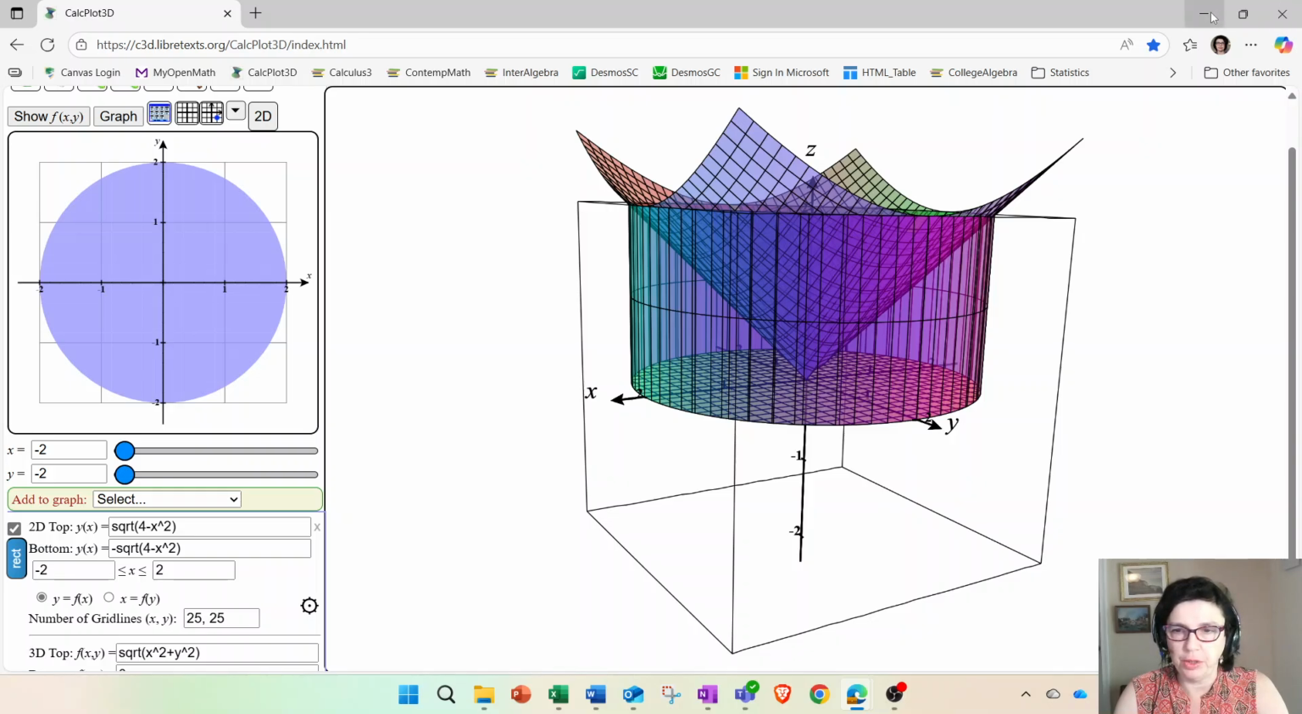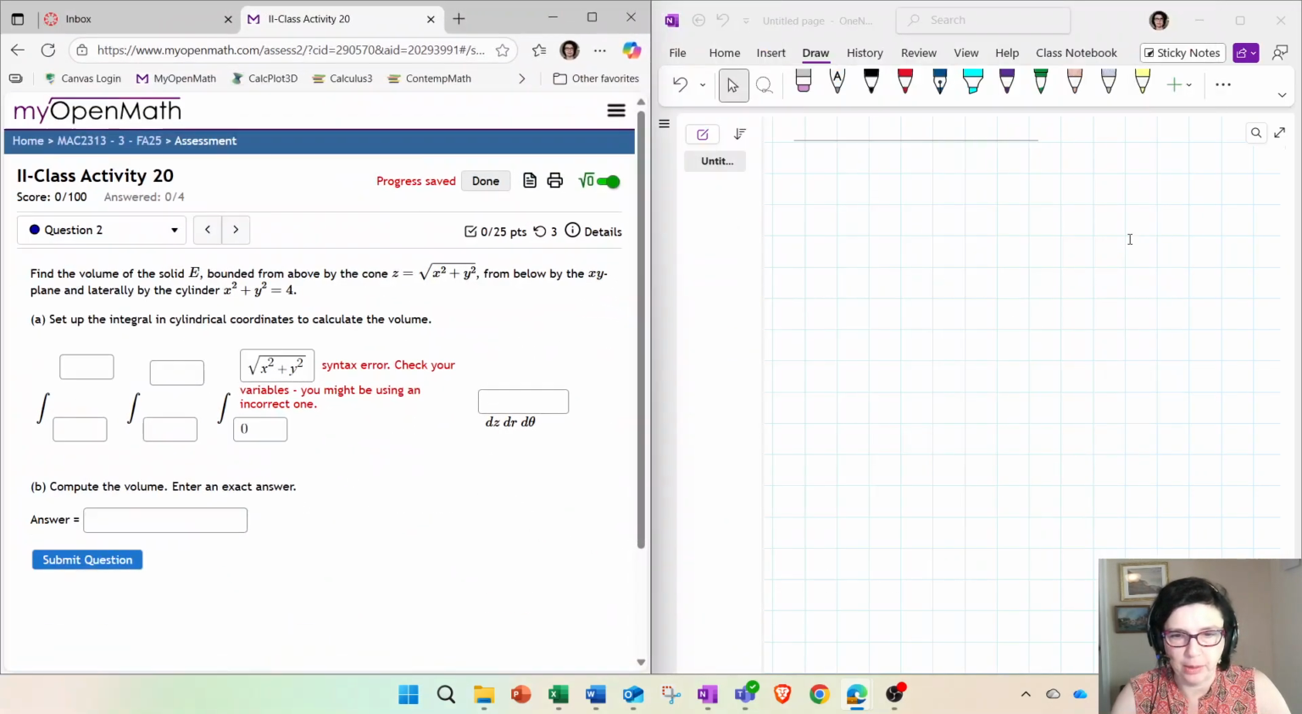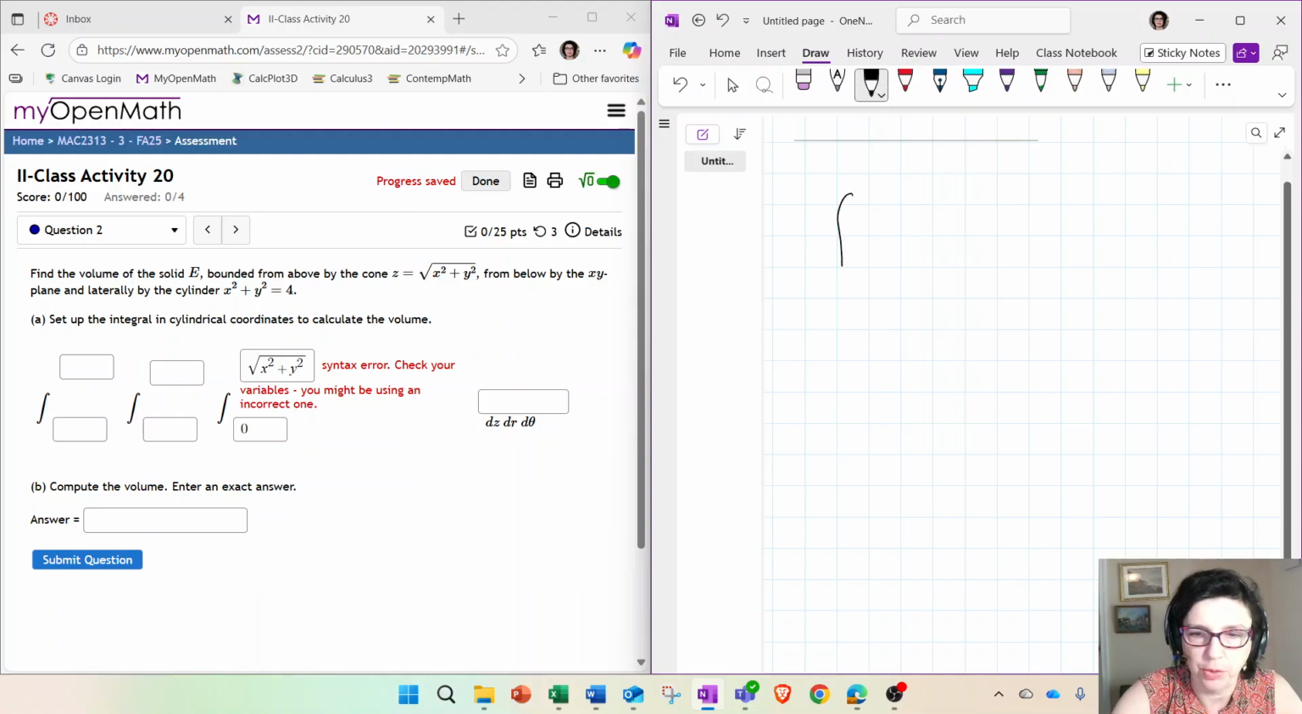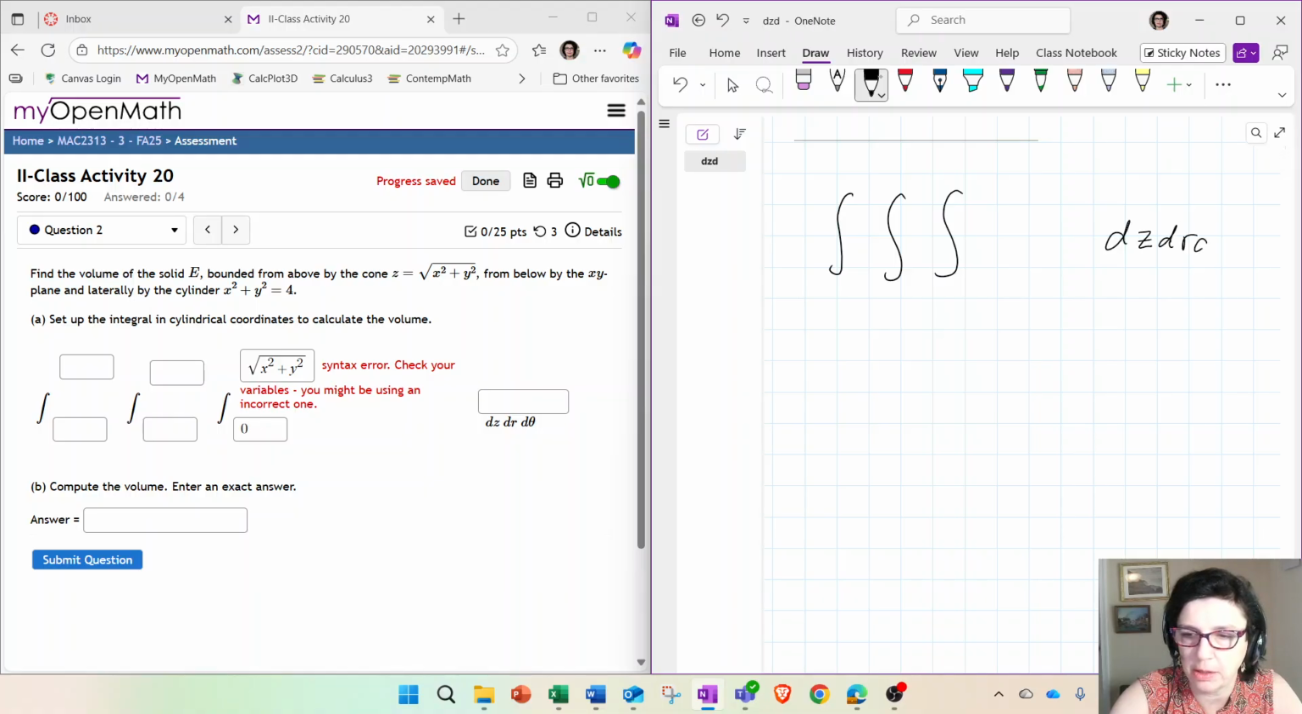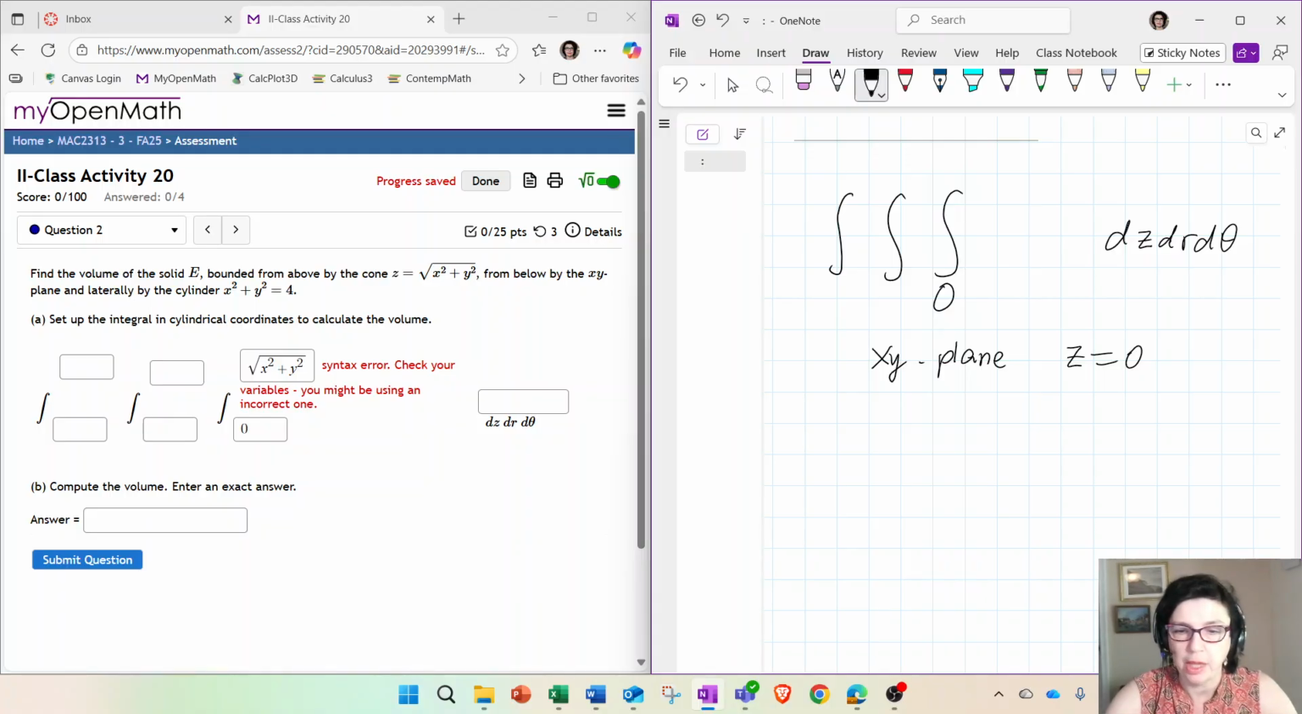Okay, so how are we going to do this? Again, let's go with the setup first. The first thing you do is the inside limits, so this would be the z limits. Then it's going to be dz, dr, d theta. And again, they tell you what they are. They're saying below by the xy plane. Well, the xy plane has equation z equals 0, and that's going to be your bottom, because it's always bottom surface to top surface. And then above is going to be the cone, z equals square root of x squared plus y squared.